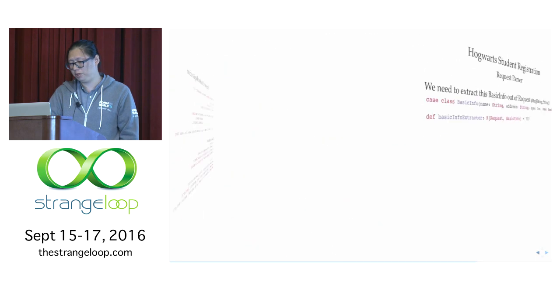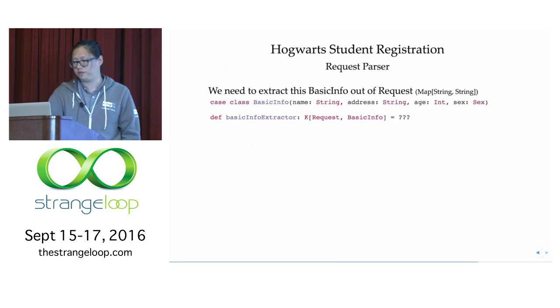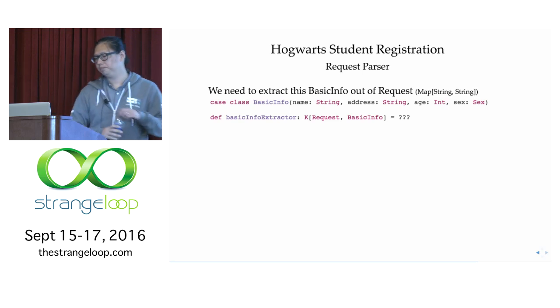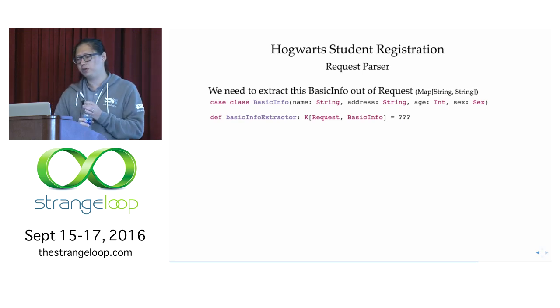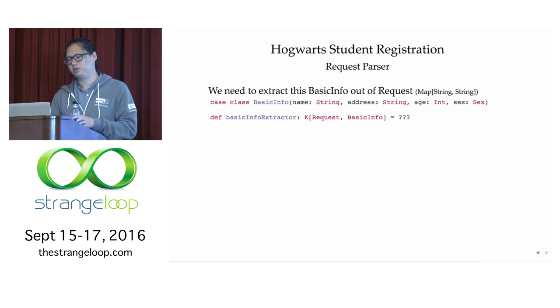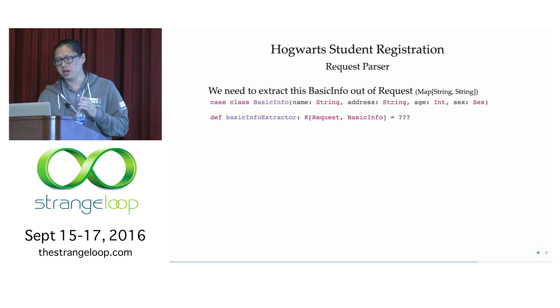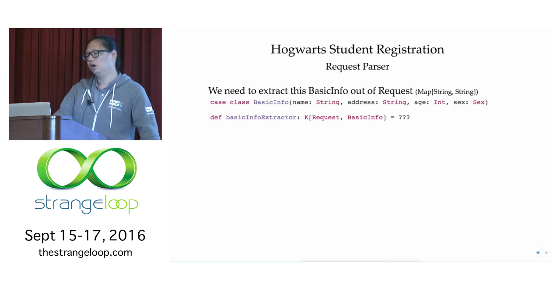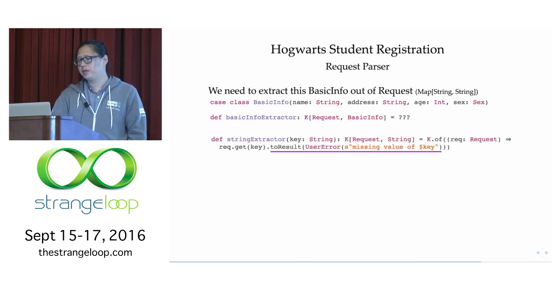So the first thing we try to build is the basic information from the request, which is a map of string to string. What we want to build is a K from request to basic info. Basic info, again, is just some data about strings: the name, the address, age, and sex. To do that, we first build an extractor, a K, from request to string. Request, again, remember, is just a map of string to string.